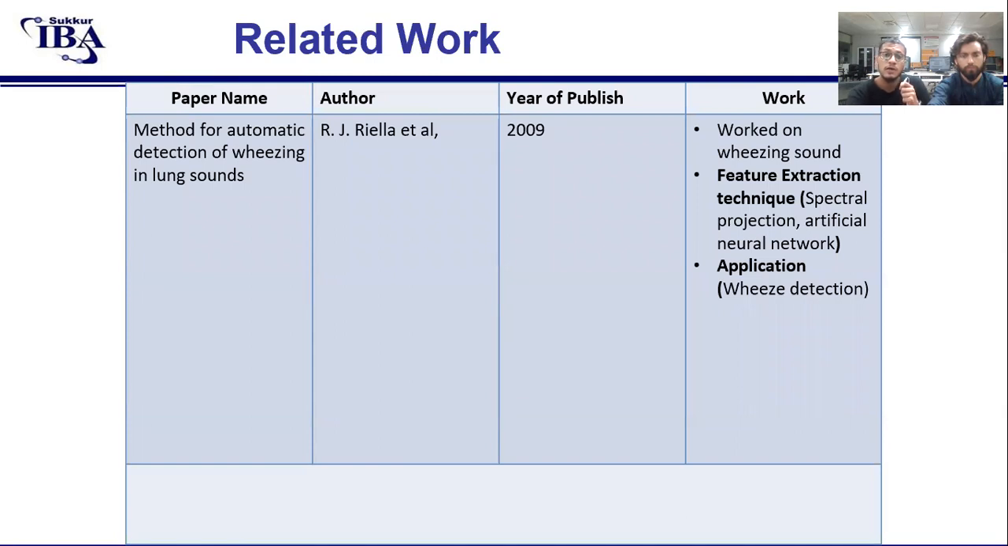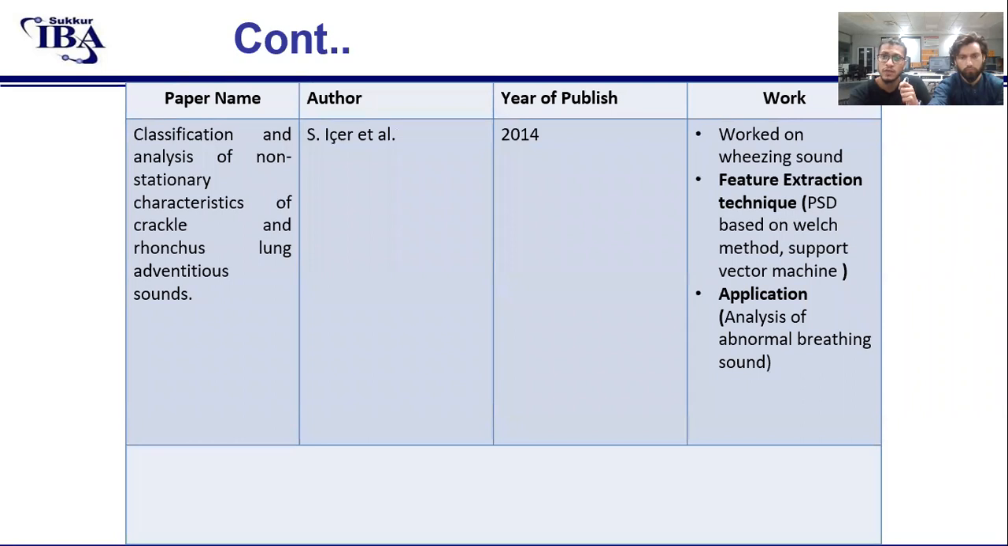Here is the related work which has been done in past few years. This paper was published in 2009 and the work was on wheezing sound. This scientist used a feature extraction technique, spectral projection and ANN, artificial neural network, and its application completely based on wheeze detection. Another paper was published in 2014, in which he also worked on wheezing sound. He used feature extraction technique, PSD based on Welch method and SVM, and its application is based on abnormal breathing sounds.